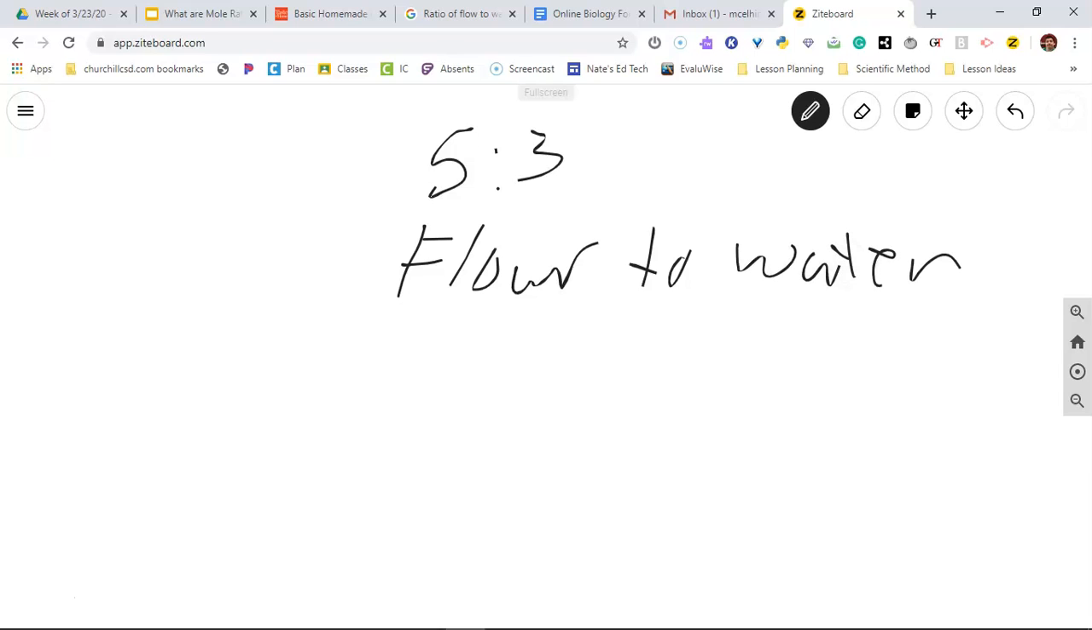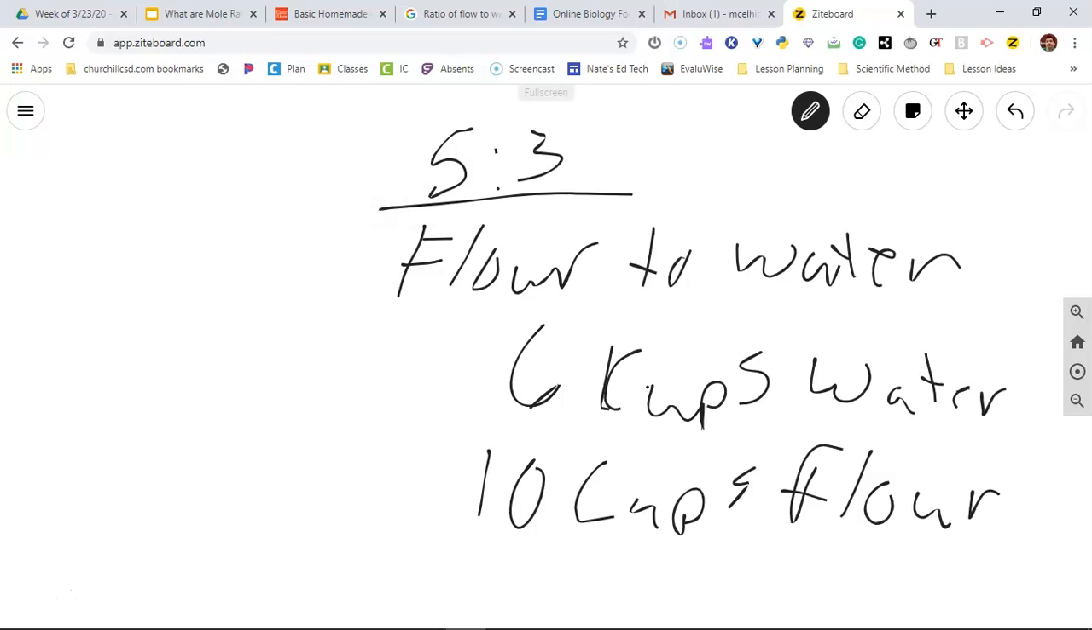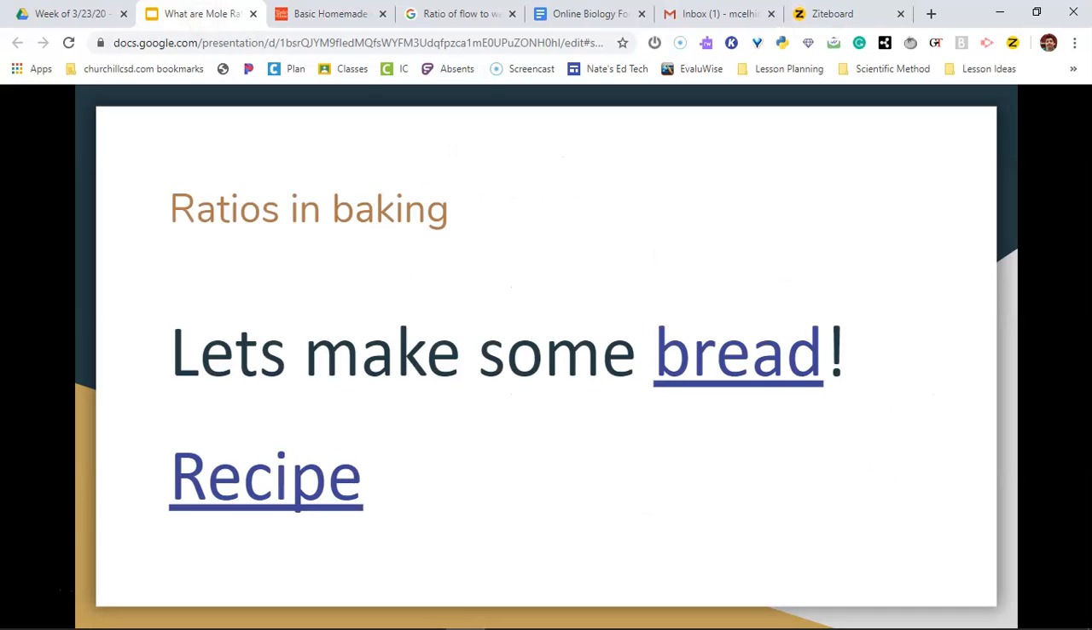Okay, so if I used, say, 6 cups water, right? For this ratio, I would need, let's see, 3 times 2 is 6, so 5 times 2 is 10 cups of flour. Okay, so because I have to maintain that 5:3 ratio. All right.